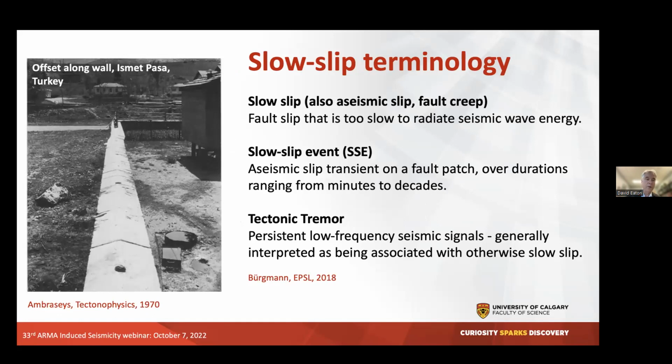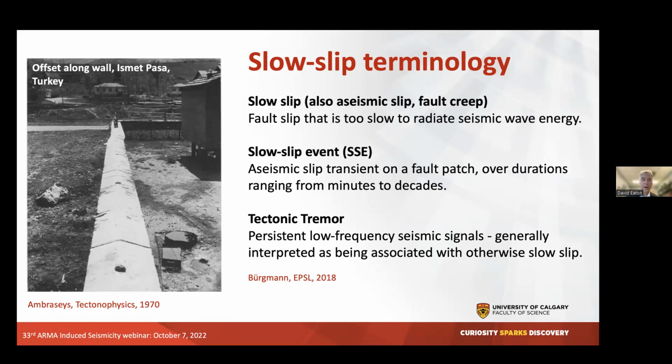And seismologists have known about this for many decades, initially from direct observations, such as what's illustrated on the left. So this is just a built structure that crosses the North Anatolian Fault in Turkey. And so it's obvious that we're seeing deformation of structures like this at faults like San Andreas or North Anatolian Fault, which aren't associated with earthquakes.